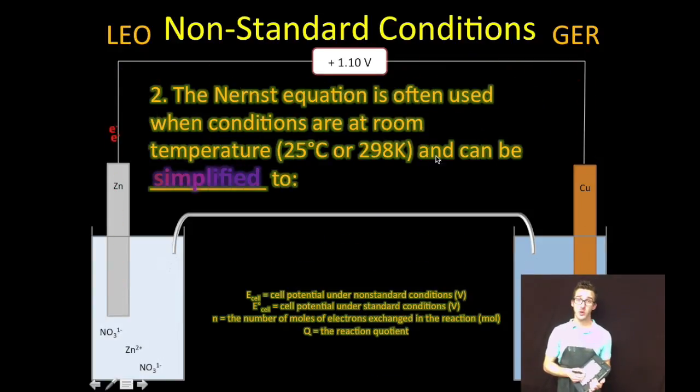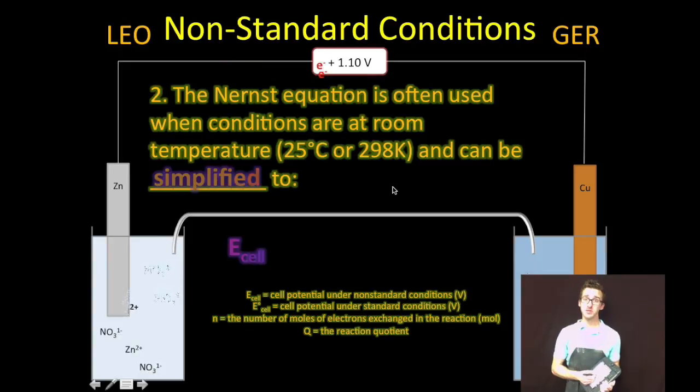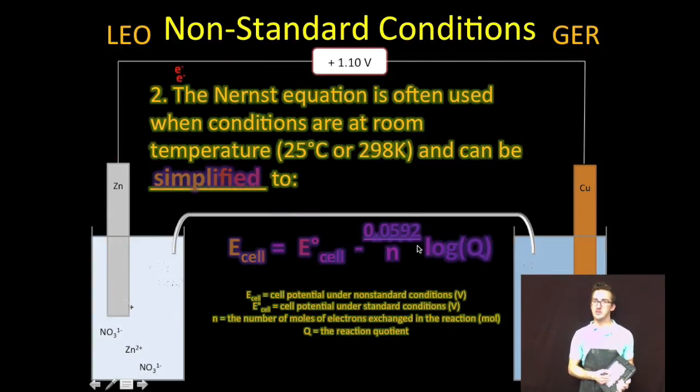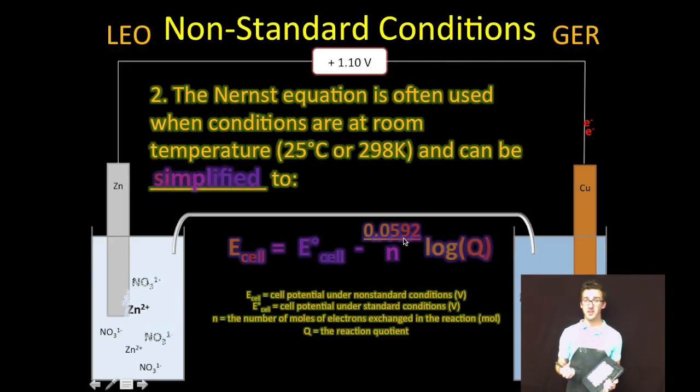Now, the Nernst equation is often used when we're at room temperature conditions, or 25 degrees Celsius. So we can simplify the Nernst equation to something like this. Basically, what we've done is we've taken care of the temperature, the gas constant, and Faraday's constant to give us an equation that is a little more simplified. And your focus in this equation should really be on the reaction quotient Q, or the ratio between products and reactants in your electrochemical cell.